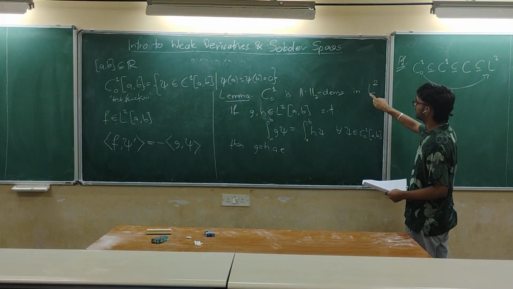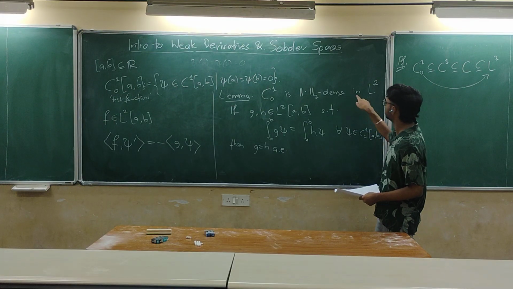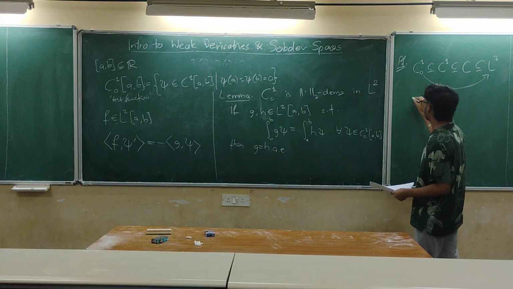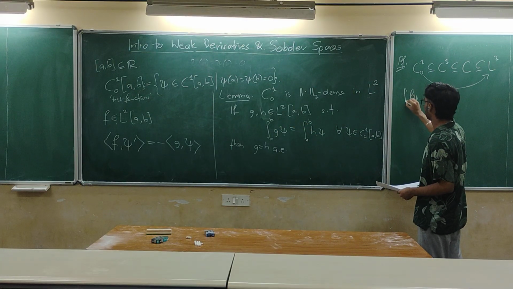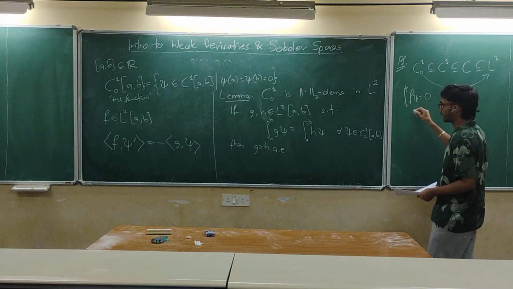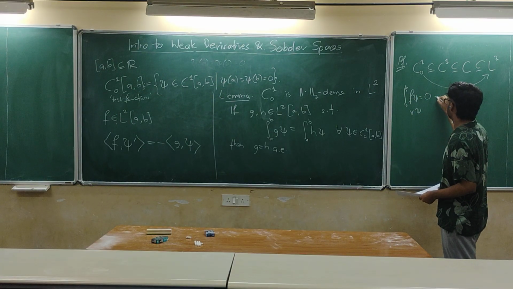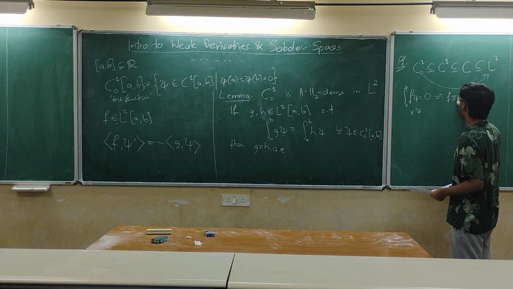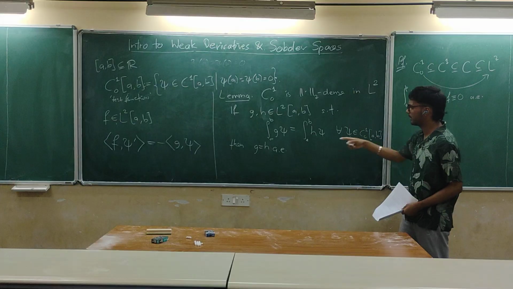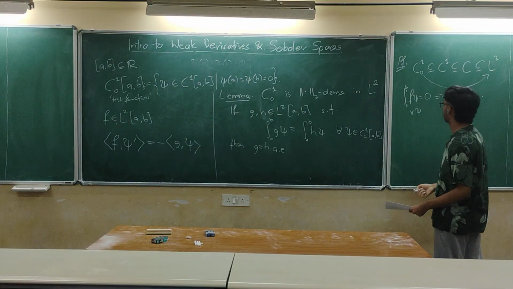Since C01 is dense in L squared and g is in L squared, this is equivalent to showing that if the integral of f psi over a to b is equal to 0 for all psi, then f must be 0 almost everywhere. Because I can take f to be g minus h and the identity holds.